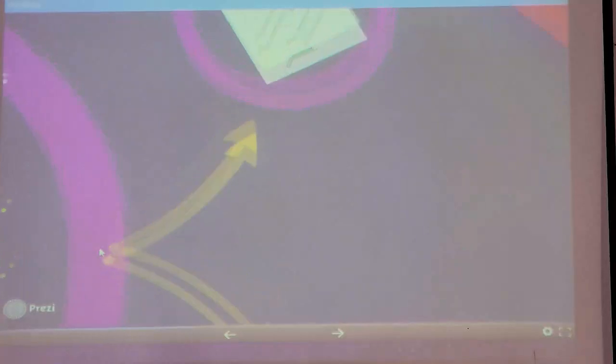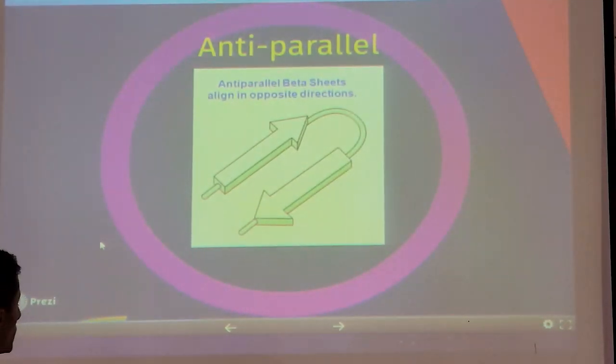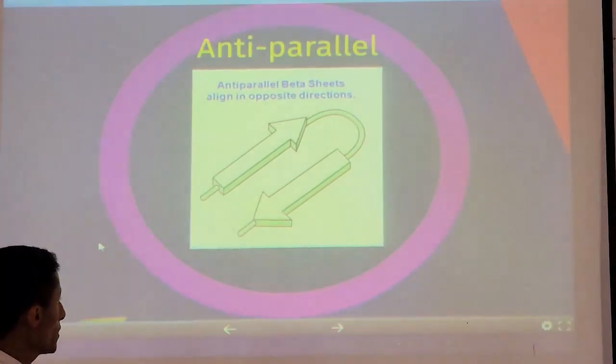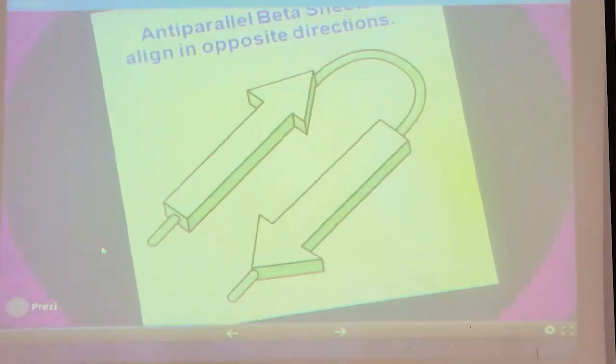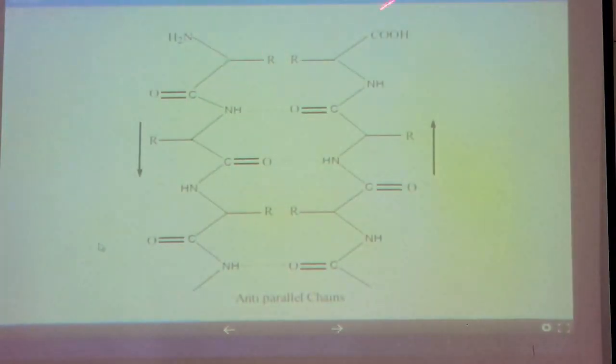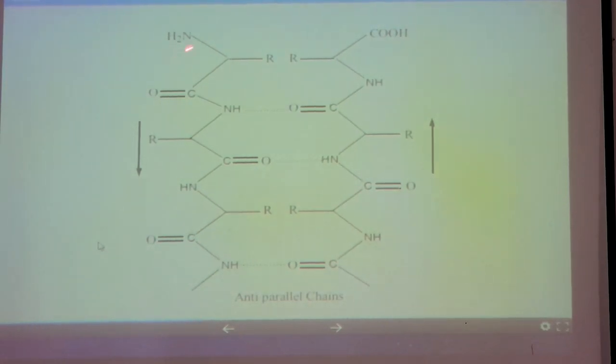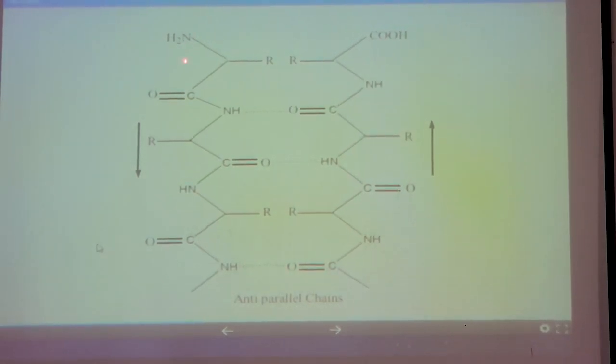And the second one is the anti-parallel beta pleated sheets, which run in the opposite direction, and we determine them by looking at the ends. We see that they are opposite to each other. This is the C terminus, and this is the N terminus.